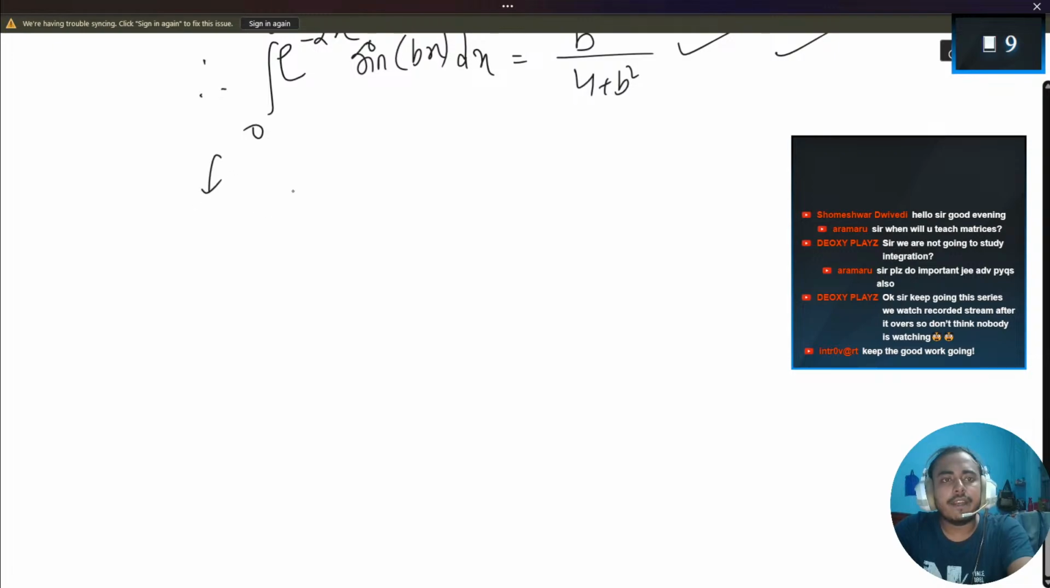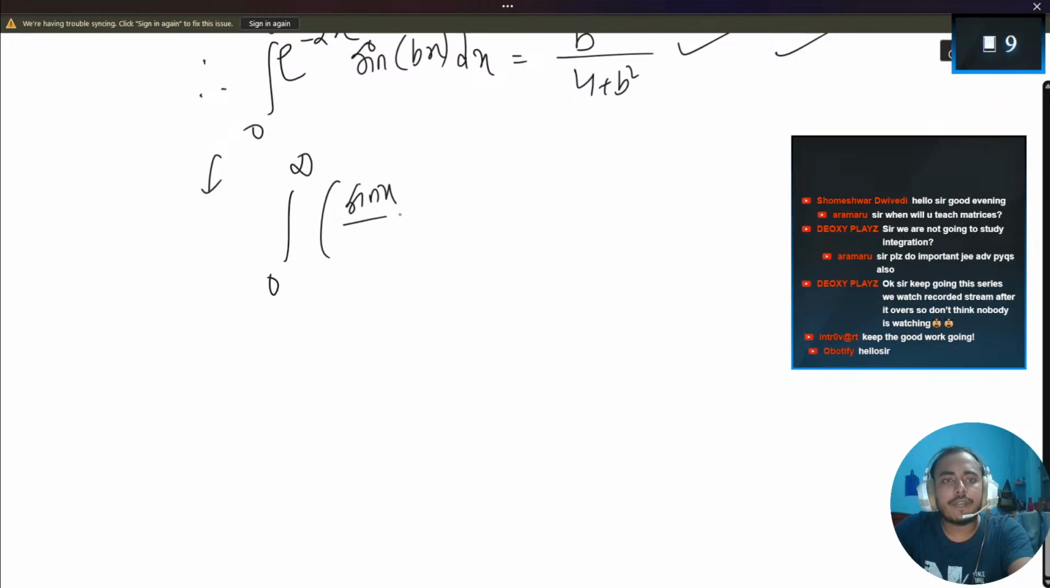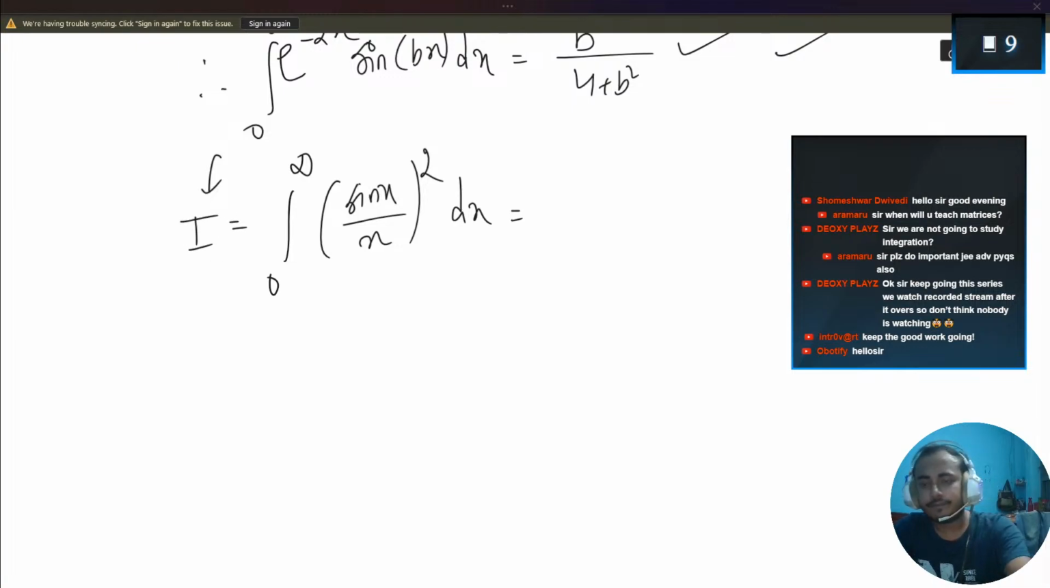A fairly connected integral is this one, the integral from 0 to infinity of (sin x by x) whole square dx. This is again one of the famous integrals that we usually have.